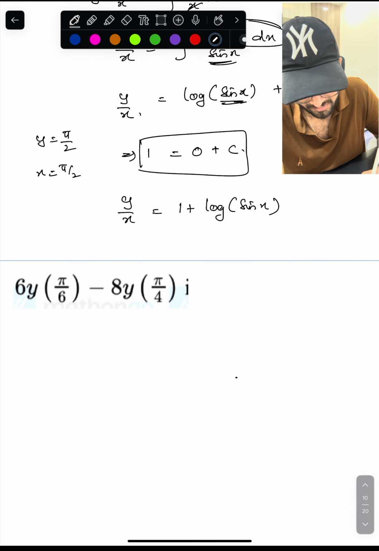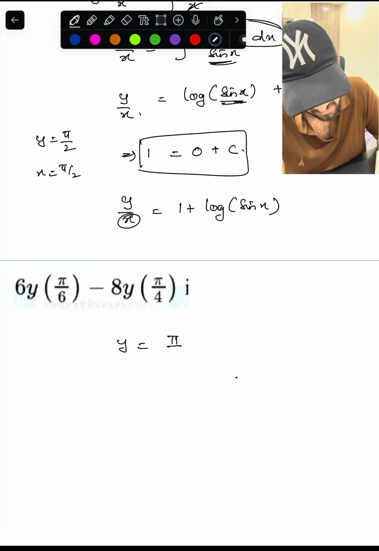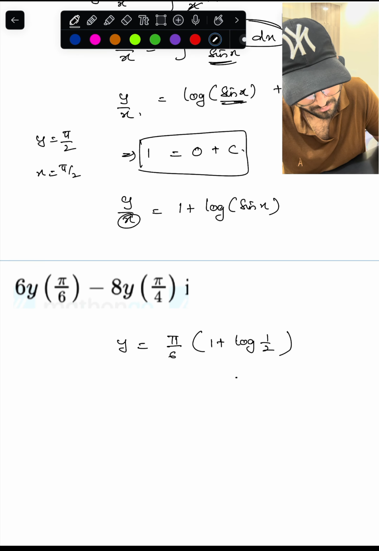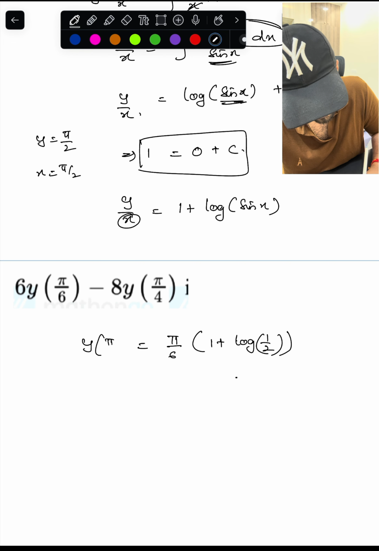So what does this expression say? y of pi by 6, let's calculate that. Substitute x equals pi by 6. y equals x, which means pi by 6 into 1 plus log of sin pi by 6. Sin pi by 6 is 1 by 2, so log of 1 by 2. Done. And this is y of pi by 6. I will write it like this, y of pi by 6.